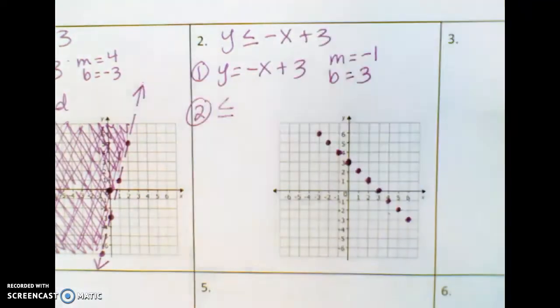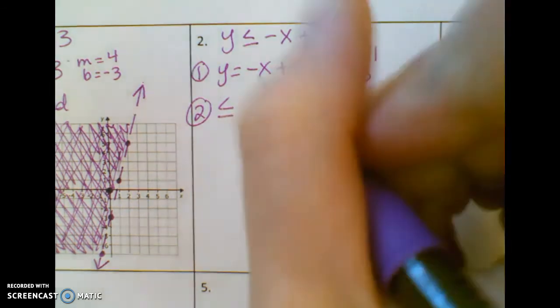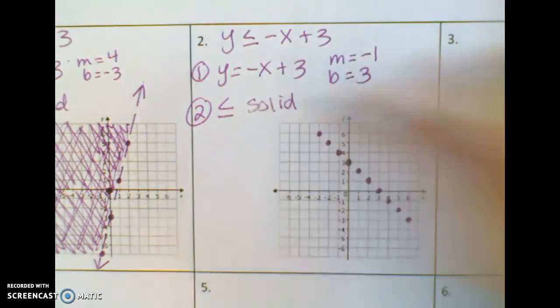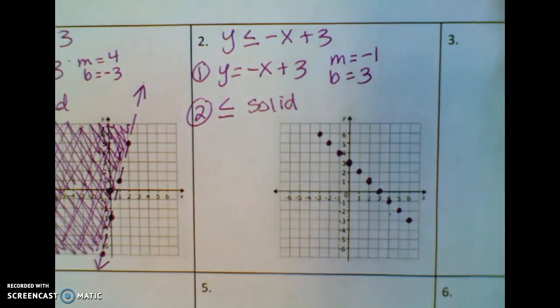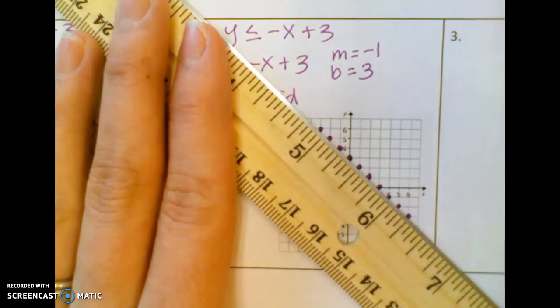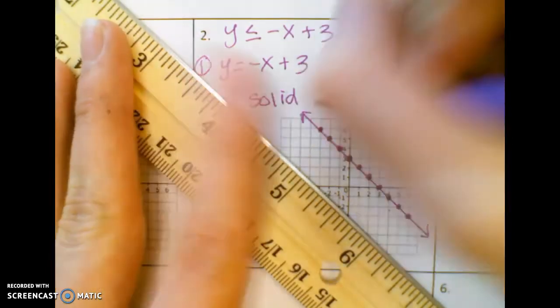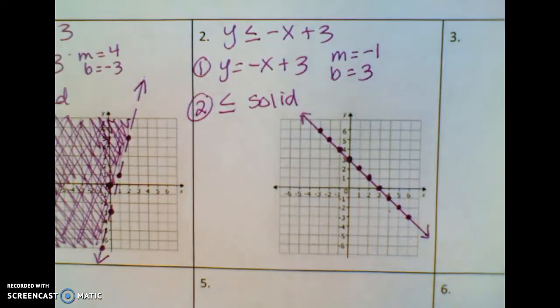We have less than or equal to. So is that going to be dotted or solid? That is going to be solid. It's solid because it is equal to it. So now we can draw our line. And remember, we should have arrows on both sides because it goes on and on forever.